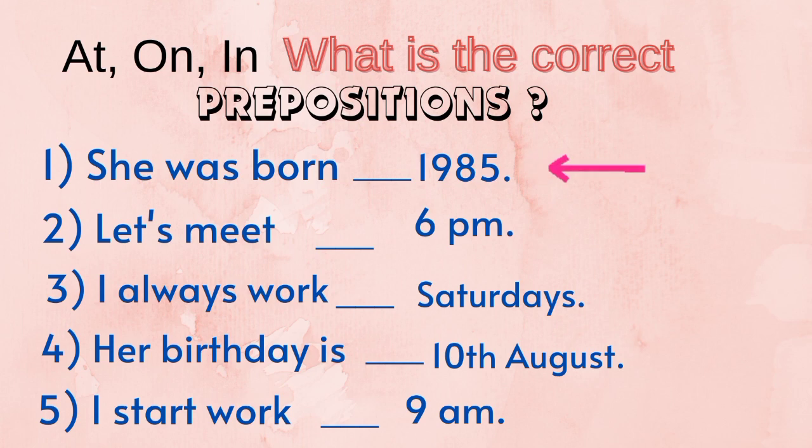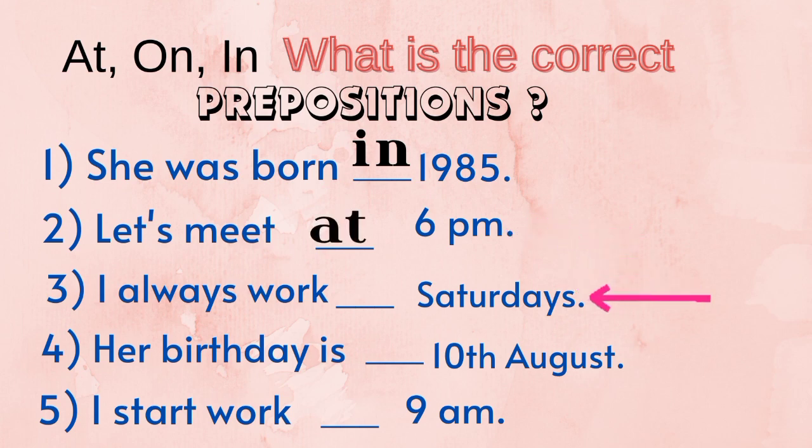She was born blank 1985. And the right answer is in. She was born in 1985. Let's meet blank 6 p.m. Let's meet at 6 p.m.